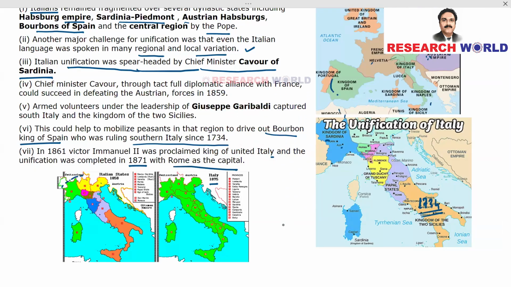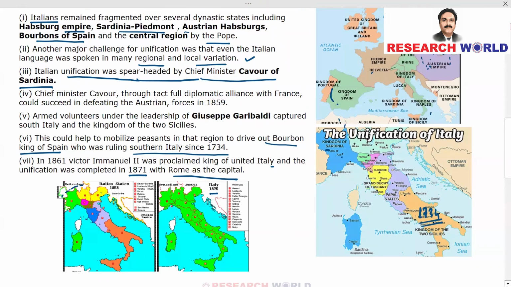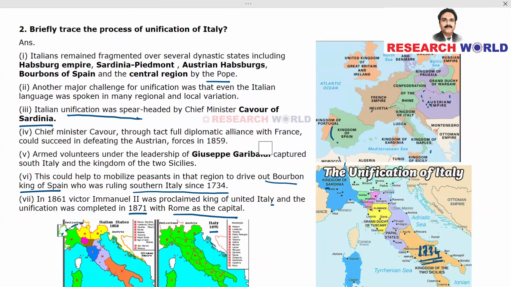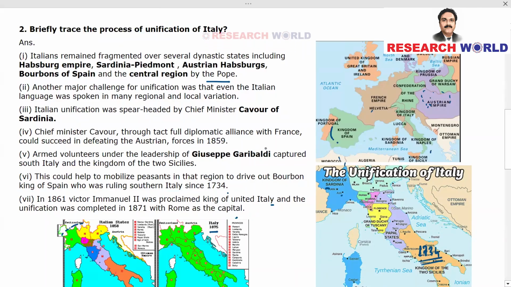So, dear students, we have got 7 points. Let's make a quick recap of this. Briefly trace the process of unification of Italy. That was the question, and the answer is as follows. The points which you should include in your answer are as follows.